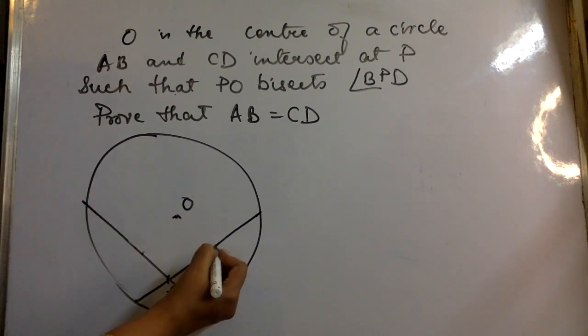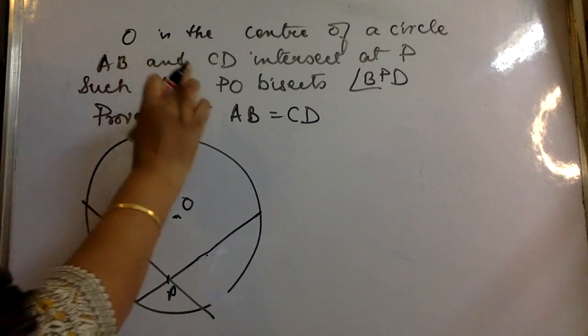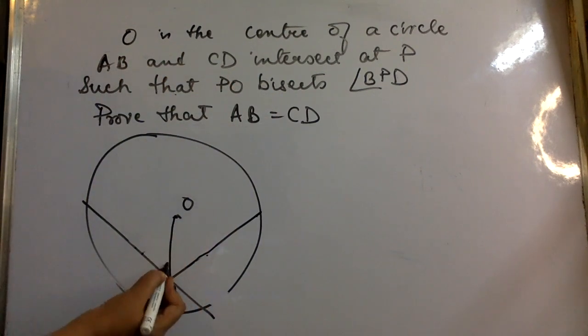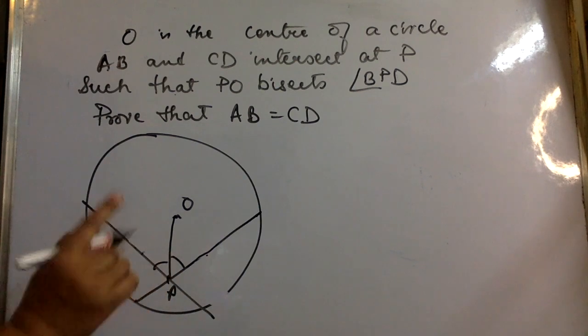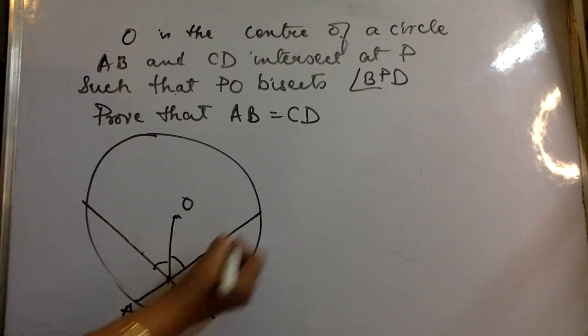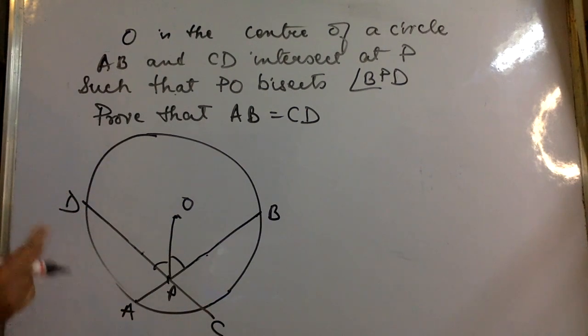It has become my habit to draw that, but since they haven't talked about the 90-degree line, it is such that PO bisects angle BPD. Now PO is a straight line which is bisecting this angle. That much only is given in the question. Prove that AB is equal to CD. Now this is AB and this is CD. This is the question.